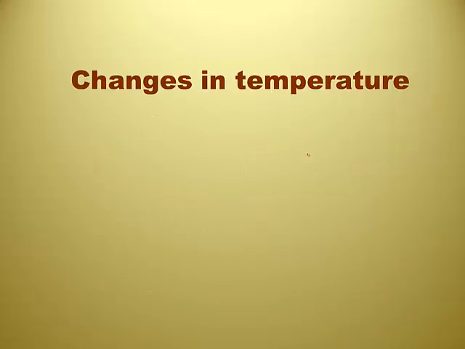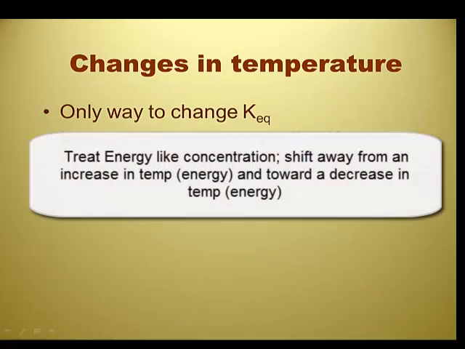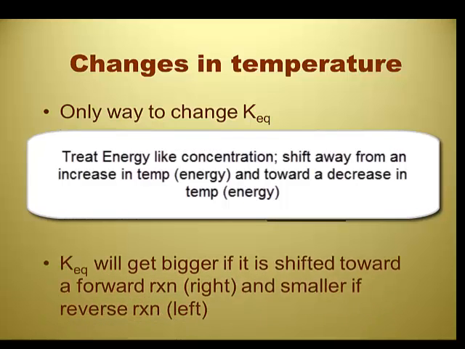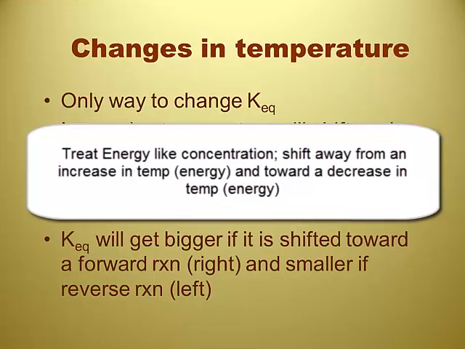That's easy. Okay. Changes in temperature. It's the only way to change the value of Keq. Now, the problem with this is you've got to decide which side energy is on. If you're increasing temperature, you're going to shift away from the side that the word energy is written on. You can think of energy as a concentration also. You can treat it like it's one of the substances in the reaction, because excess energy is going to make the reaction want to get rid of the energy. So it's going to shift away from that side.